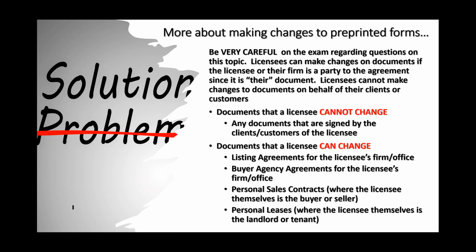The agent signs the listing agreement, but they don't sign the buyer's agreement? They do. The agent would sign the buyer agency agreement. The agent would sign the listing agreement. The agent would not sign a purchase agreement. The agent would not sign a lease, not unless they were the buyer, not unless they were the tenant, then they would. So always ask yourself, what document is being signed and is the agent signing it? If they are signing it, can they make the change?